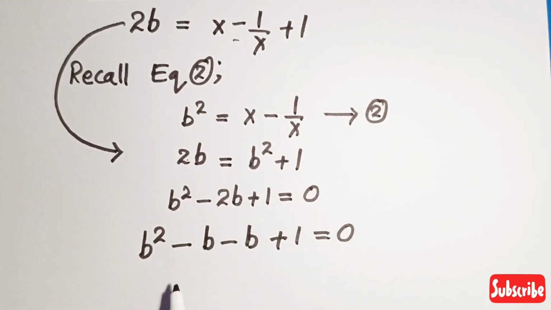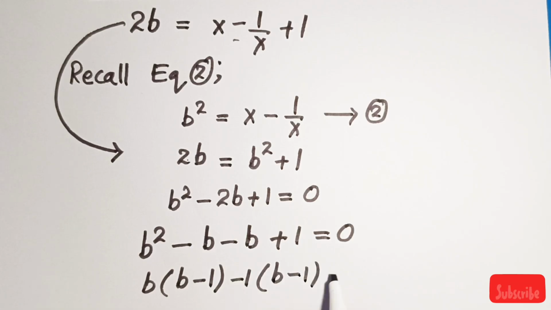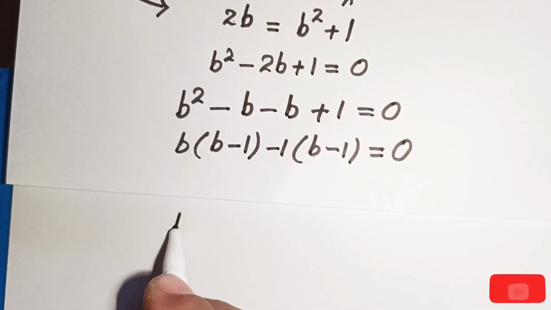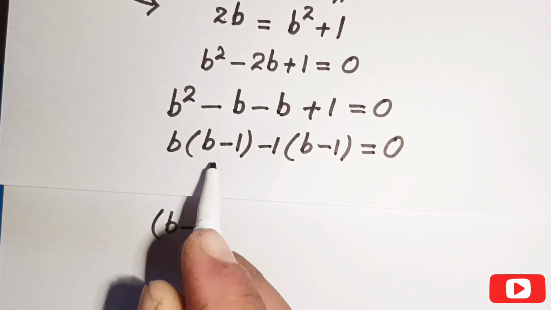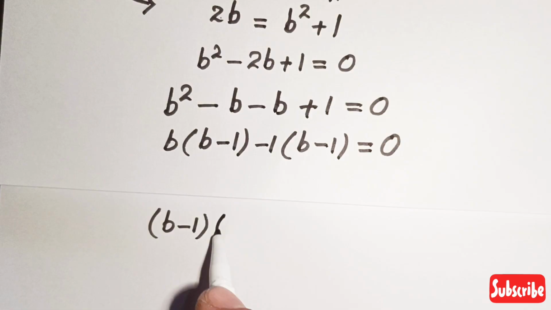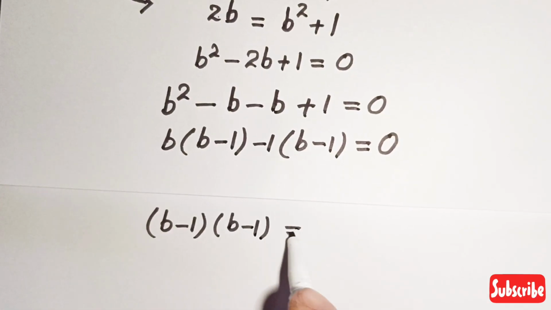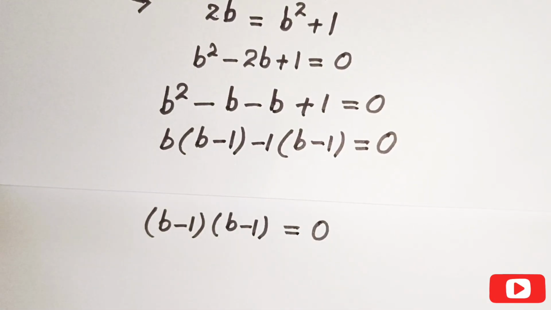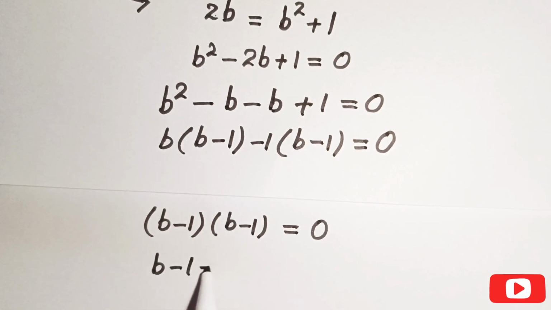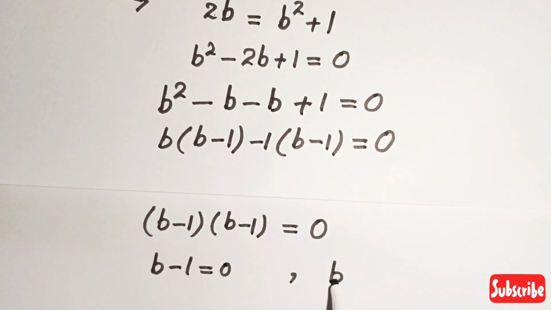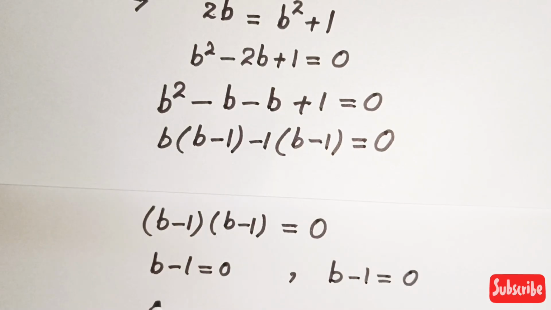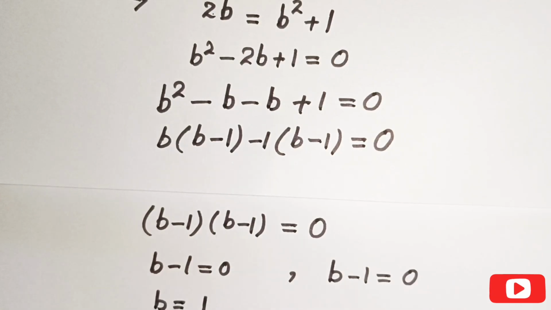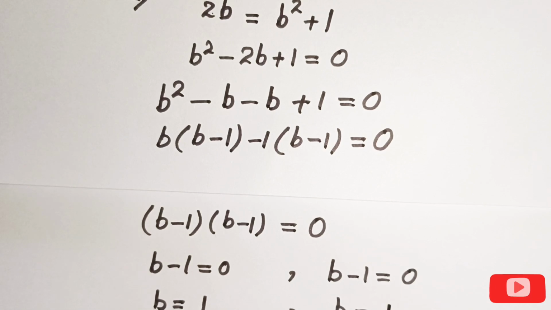So now if we take b common, we have b minus 1, and here minus 1 is common, we have b minus 1, that is equal to 0. Now we have two factors here. First one is b minus 1, and again we have the same factor b minus 1, that is equal to 0. So the value of b will be 1 in both cases.